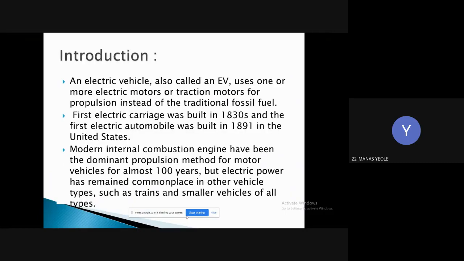First is introduction. An electric vehicle, also called an EV, uses one or more electric motors or traction motors for propulsion instead of traditional fossil fuel. The first electric carriage was built in the 1830s and the first electric automobile was built in 1891 in the United States. Electric vehicles are increasingly becoming a part of modern life.